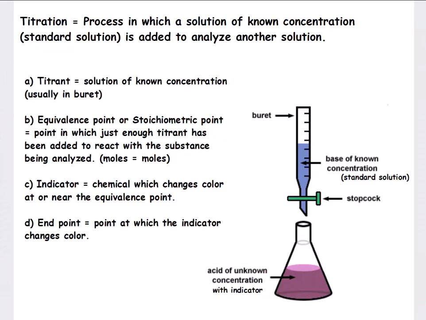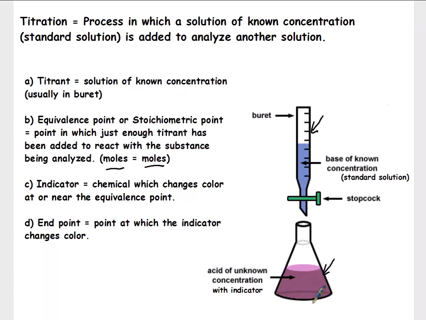A titration is a process in which a solution of known concentration, the standard solution, is added to analyze another solution. The titrant, the solution of known concentration, is usually put in the burette. The equivalence point, or stoichiometric point, is the point at which just enough titrant has been added to react with the substance being analyzed. At this point, the moles in the flask of each reacting substance are equal.